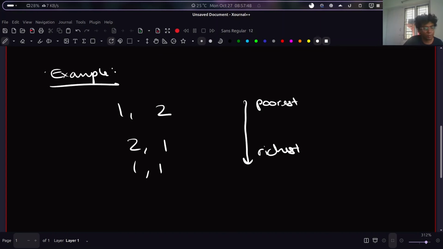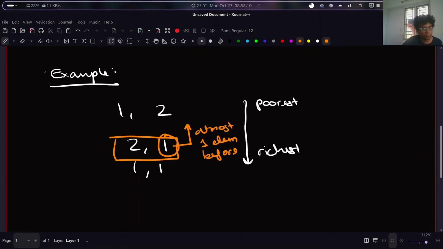So basically what is happening is, for example, if we consider this person, this individual can only be invited to the party if, so this is the number of people who can be poorer than him. So it's allowed up to at most one element before, and also at most two elements afterwards. Okay, at most two elements afterwards. Fine.